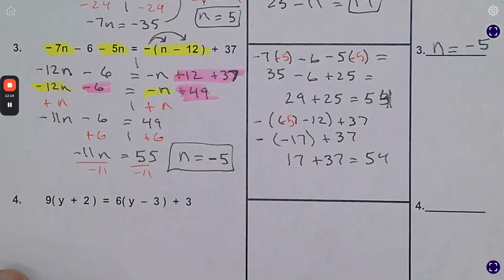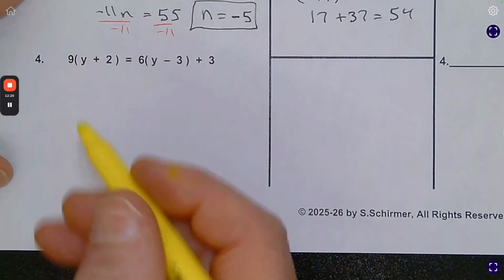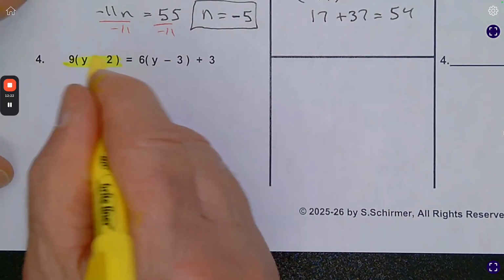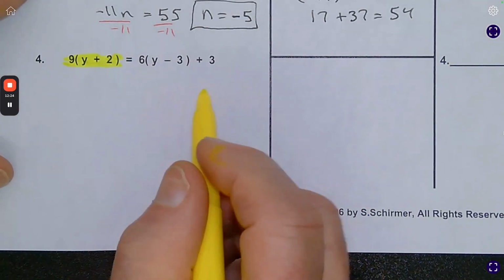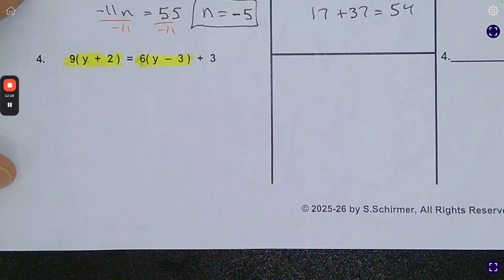Let's do the last one, number 4. Okay, so what are we going to do first? Yep, I agree. We're going to distribute here. Anything on the right-hand side to do? Yep, distribution again. Good job. So we're going to distribute twice.